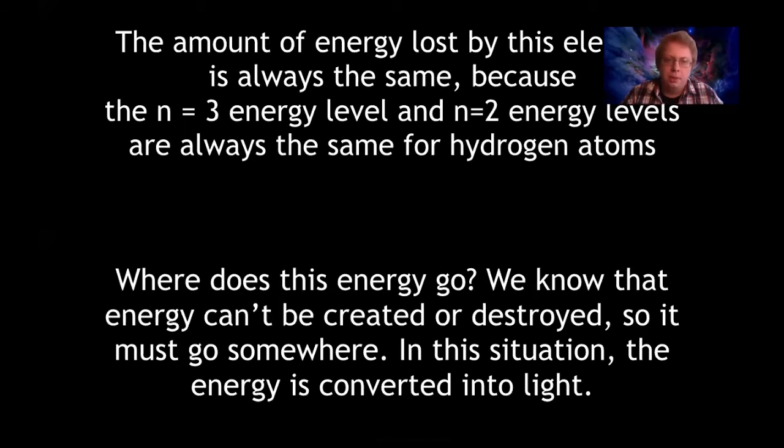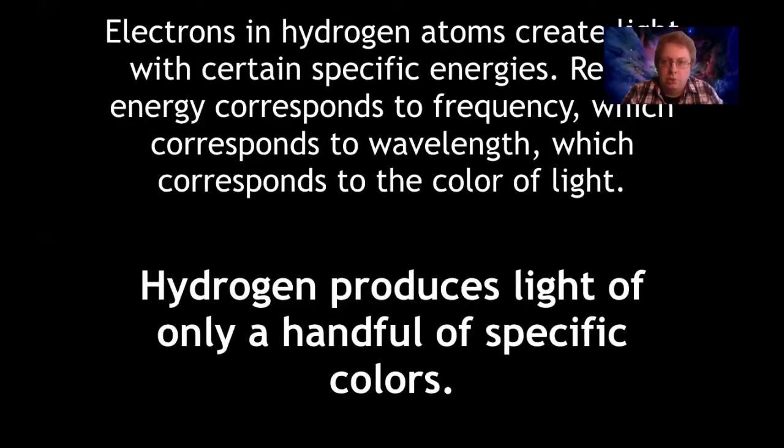So here's the key point. Because these energy levels in the hydrogen atom are always the same, and they're set by the Schrödinger equation, and because the difference in energy between the n=3 level and the n=2 level is also always the same, the amount of energy that's released as light is always the same. We know that this energy goes away in the form of light. So what this means is that electrons in hydrogen atoms can only create light with certain specific energies. And because energy in light corresponds to frequency, which corresponds to wavelength, which corresponds to the color of a particular particle of light, hydrogen only produces a very specific handful of colors of light. These are very sharp colors.